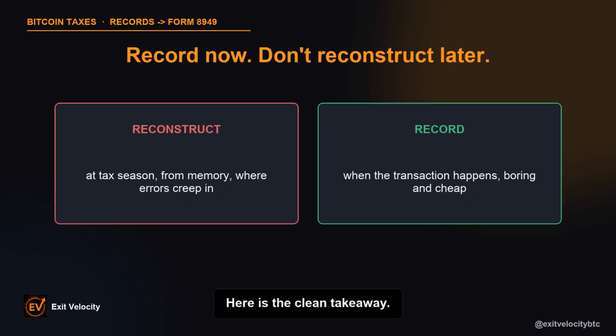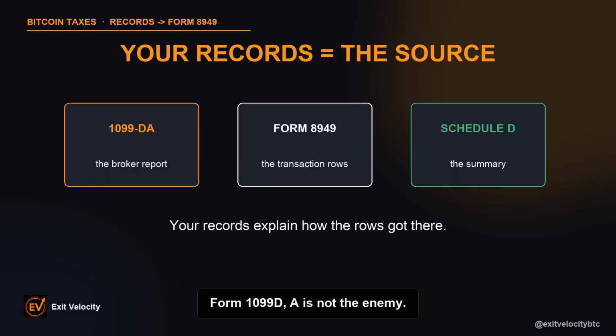Here is the clean takeaway. Form 1099-DA is not the enemy. Form 8949 is not the enemy. Schedule D is not the enemy. The enemy is missing context. The broker form may tell part of the story. Form 8949 reports the transaction rows. Schedule D summarizes the capital gain or loss, but your records explain how the rows got there. That is the part nobody can outsource completely.